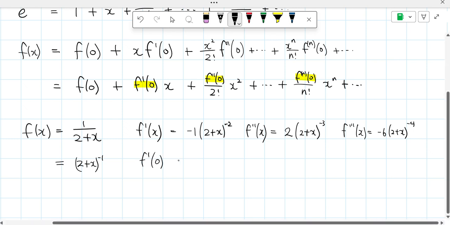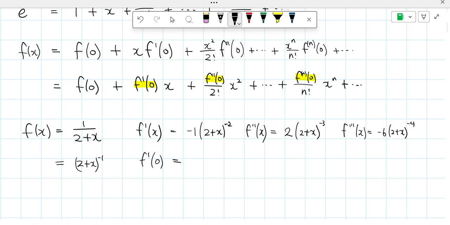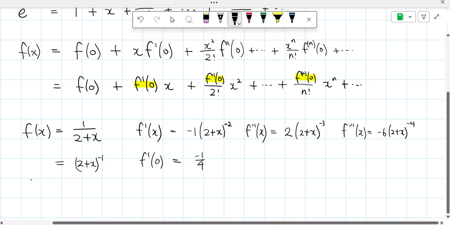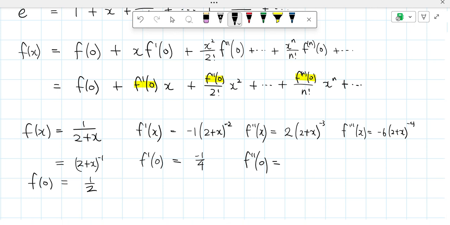So, what is f prime of 0? Negative 1 times 2 plus 0, so 2 to the power of negative 2, which is 1 over 4. So I think it's going to be negative 1 over 4. Let's also find f of 0, which is 1 over 2. Well, what about f double prime of 0? 2 over 2 to the power of 3. 2 over 2 to the power of 3? 1 over 4, isn't it?